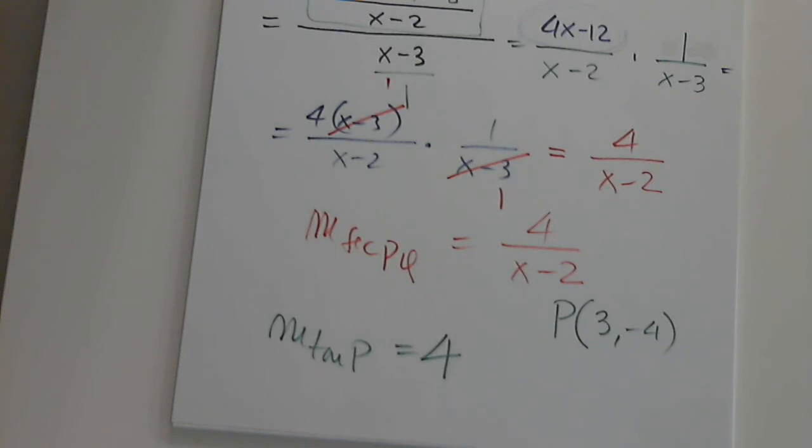But initially I couldn't put it in. Is that clear? Because we had that x minus 3 in the denominator. But once we cleaned it up, we were able to put in 3. So this is the numerical approach. And what we did was the algebraic approach. We simplified it. And at the end we said, okay, now I can plug in 3.